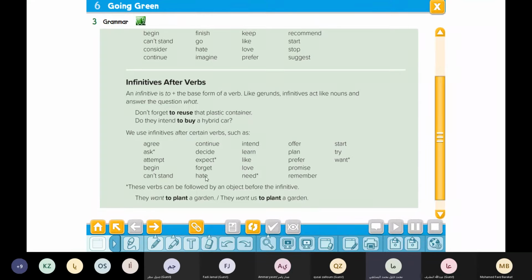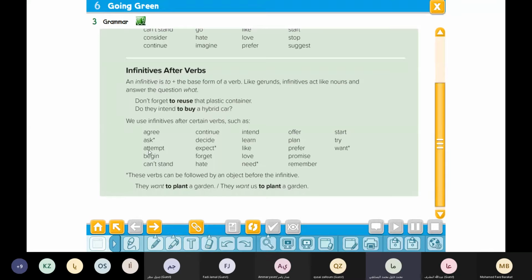So like, love, hate are followed by the ing form or the to infinitive, to with the base form. You realize here that these verbs which have stars can be followed by an object before the infinitive. For example, they want to plant a garden, or they want us to plant a garden. So this is about the grammar that we want to talk about today.